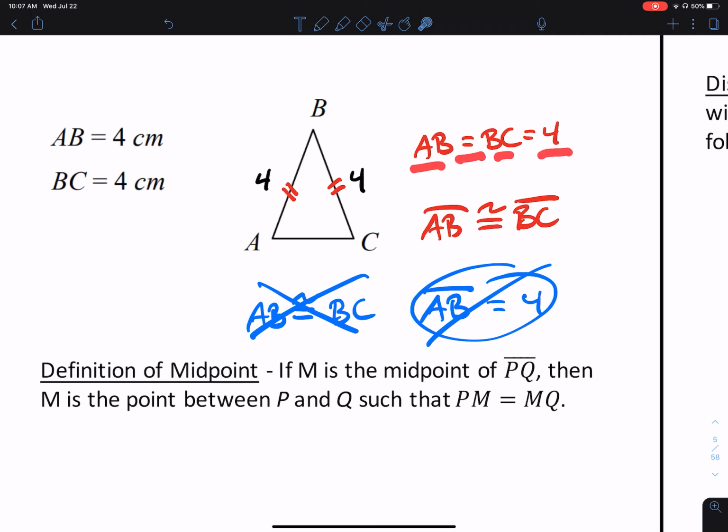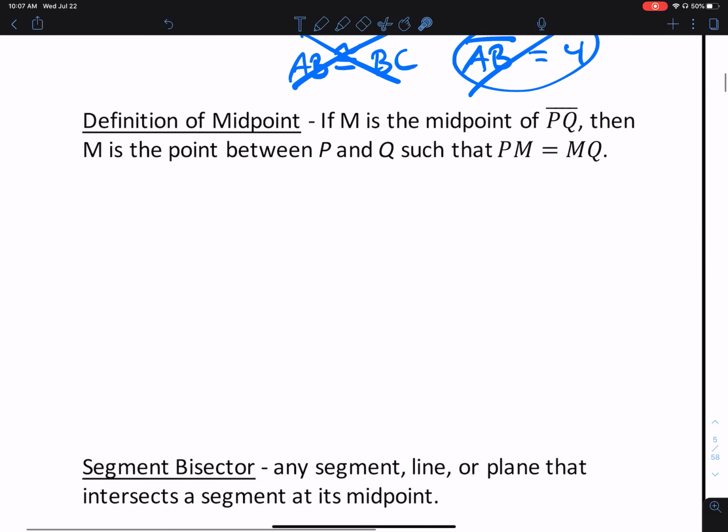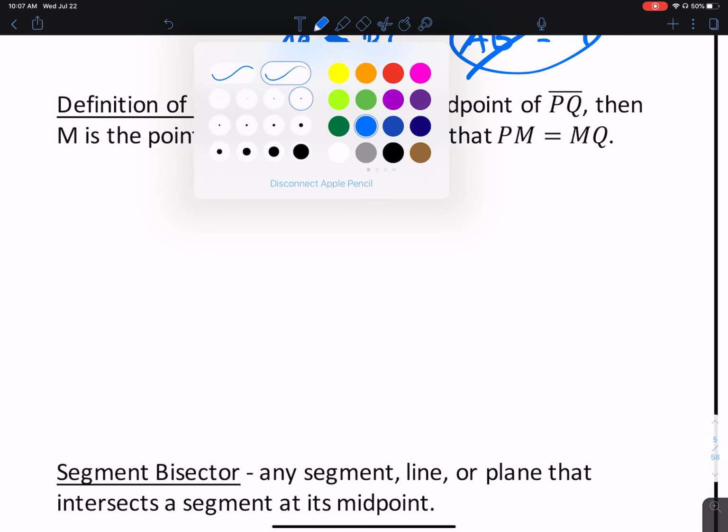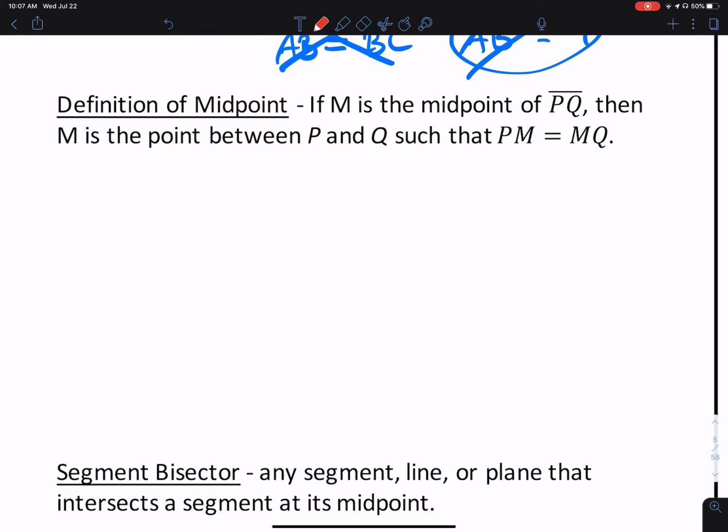Numbers are equal. Pictures are congruent. All right, I think I've beat that into your head, and I will continue to beat that in your head as the year progresses, as violently as I possibly can.